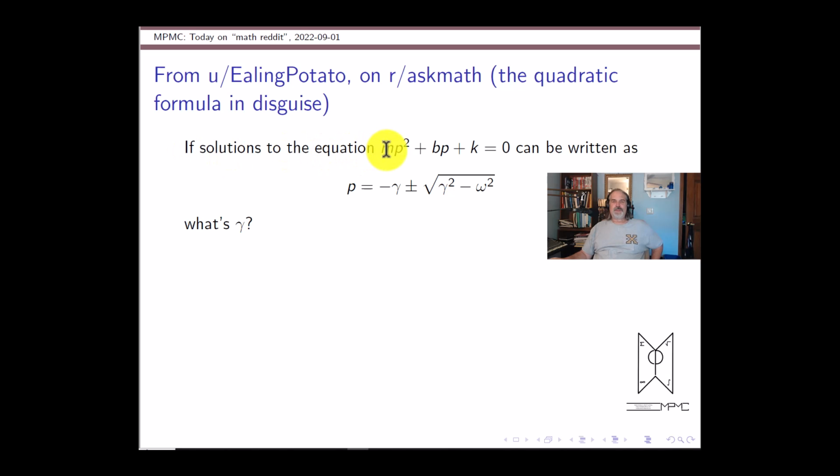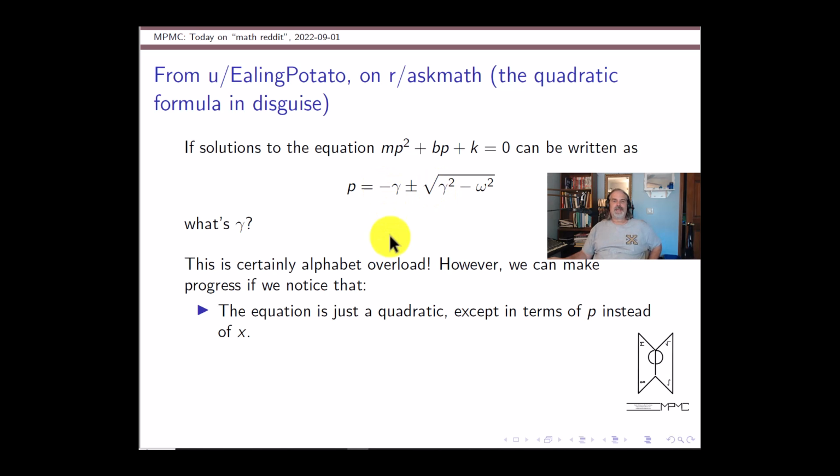If the solutions to the equation mp squared plus bp plus k equals 0 can be written like this nasty thing, negative gamma plus or minus square root of gamma squared minus omega squared, what's that gamma going to be? This is really alphabet soup. We've got m's, p's, b, k, gamma, omega, 0. Oh my gosh, what is going on here? The short story is that we need to find the roots of this quadratic equation, and this is a template that those roots should be able to fall into. Can we identify the pieces in that template once we shake it out?